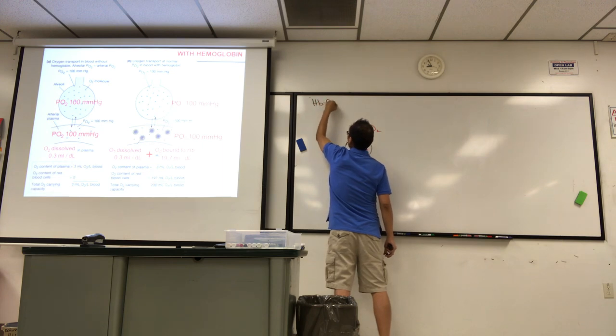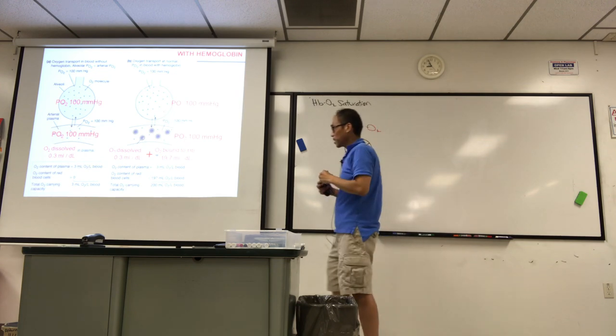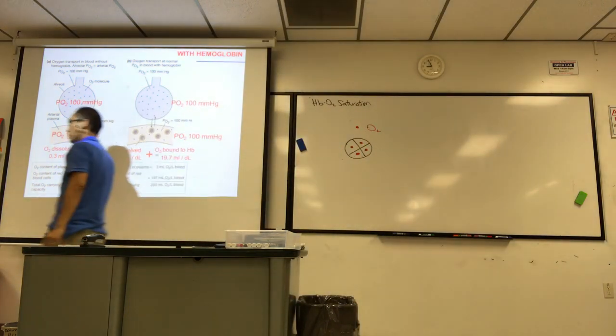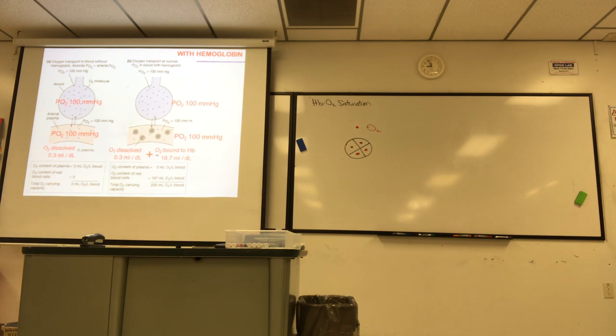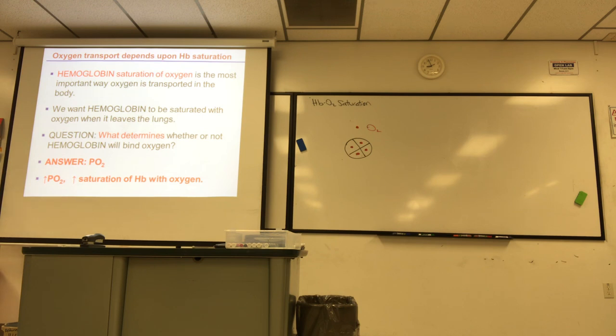Hemoglobin, oxygen, saturation. That's the idea. So get the word saturated in your lexicon, because that's the primary way you transport it. Oxyhemoglobin. Hemoglobin saturation with oxygen is the most important way oxygen is transported. We want hemoglobin to be saturated. It's a good thing, and it's pretty efficient. Your hemoglobin is almost 100% saturated. That means every little space is occupied.